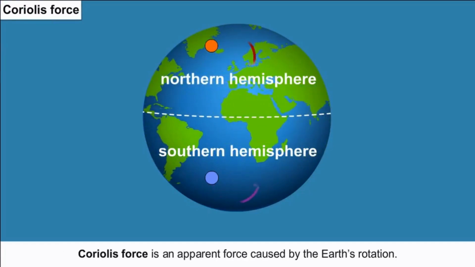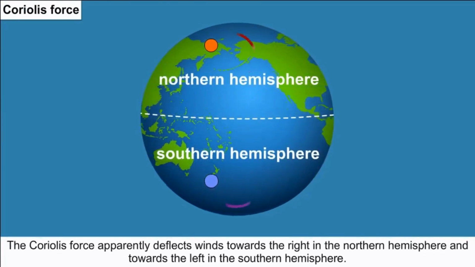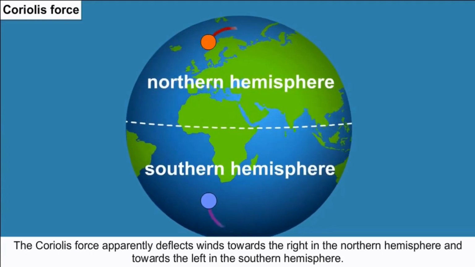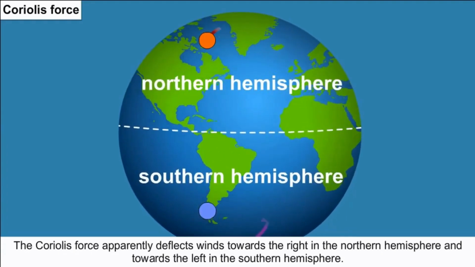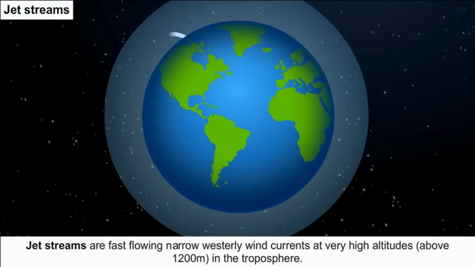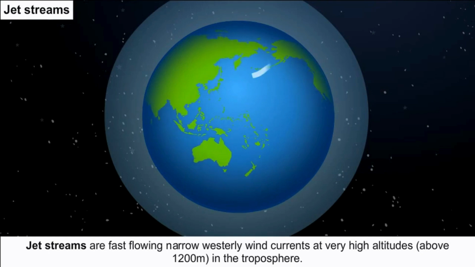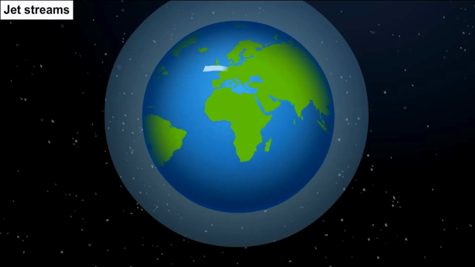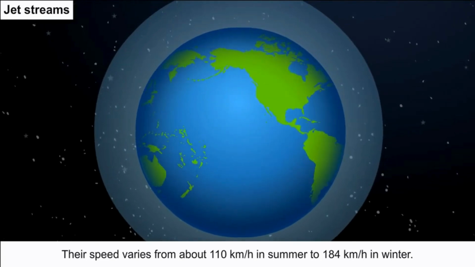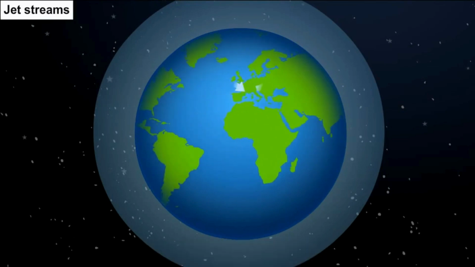Coriolis force is an apparent force caused by the Earth's rotation. The Coriolis force apparently deflects winds towards the right in the northern hemisphere and towards the left in the southern hemisphere. Jet streams are fast-flowing, narrow westerly wind currents at very high altitudes above 1200 meters in the troposphere. Their speed varies from about 110 kilometers per hour in summer to 184 kilometers per hour in winter.